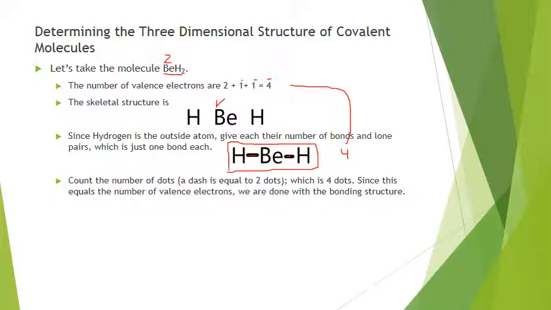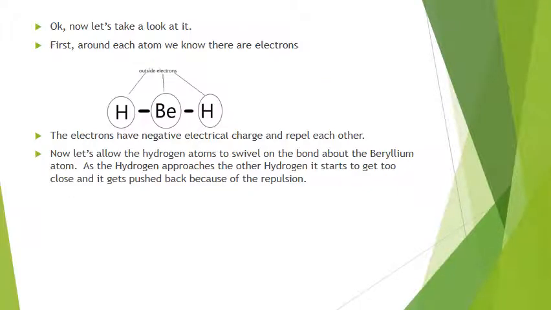So what does this molecule look like in 3 dimensions? First, around each atom, we know there are electrons. There are valence electrons around hydrogen, beryllium, and hydrogen. Electrons have negative electrical charges, and they repel each other. So the electrons of this hydrogen are naturally pushing against this beryllium, and this one is pushing against that one.